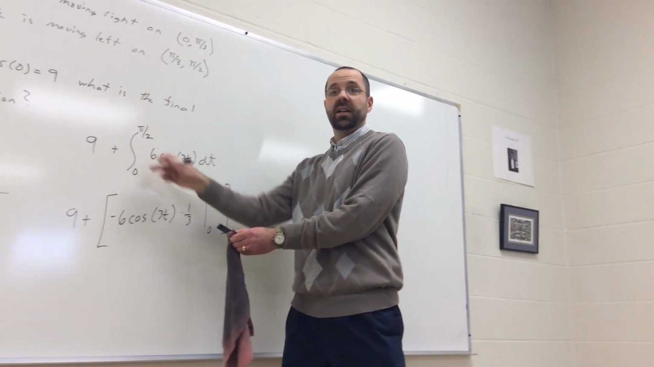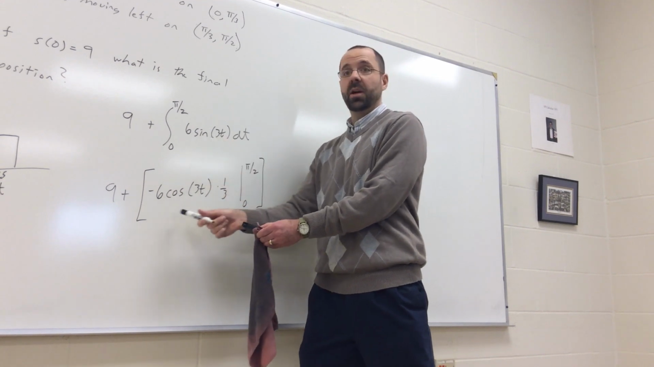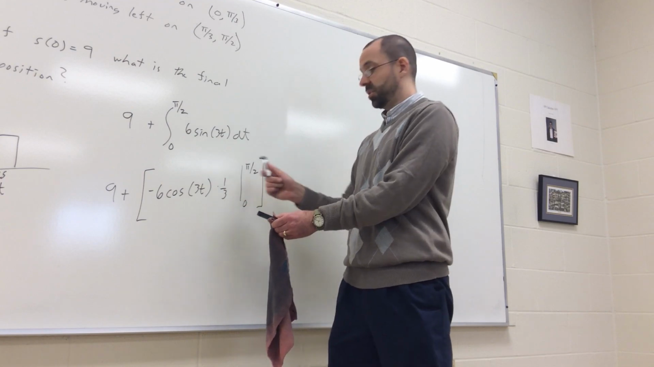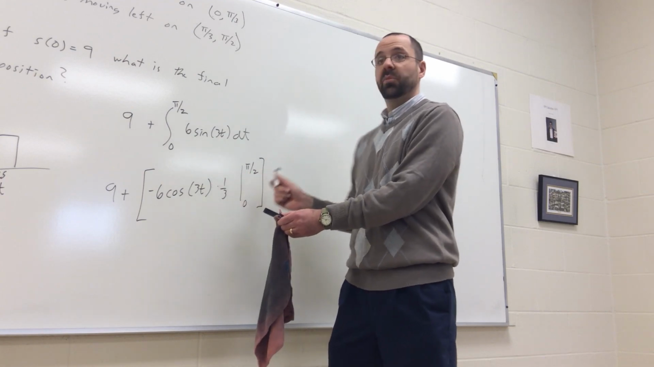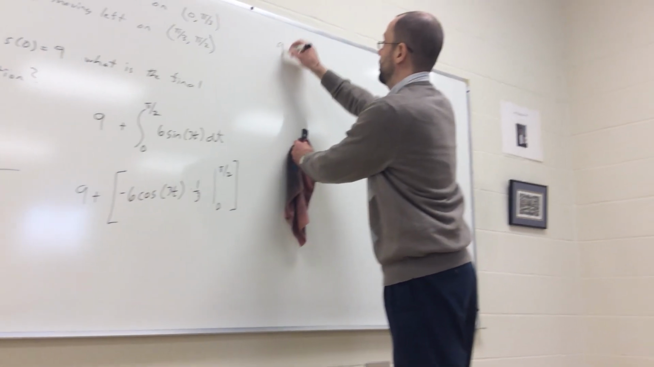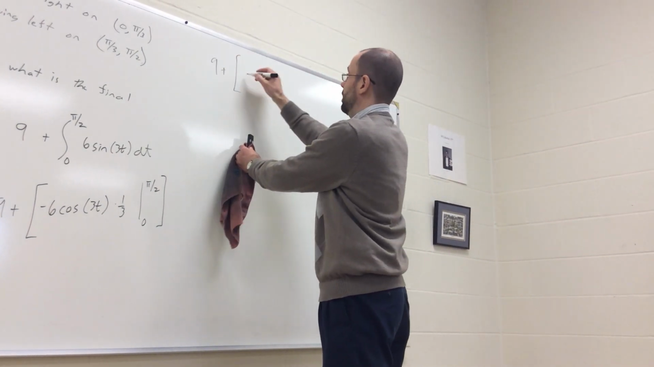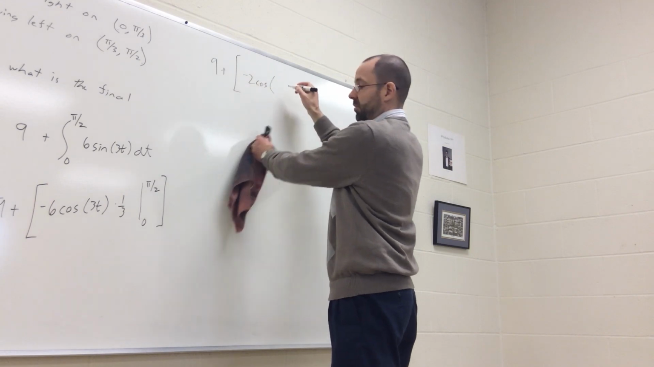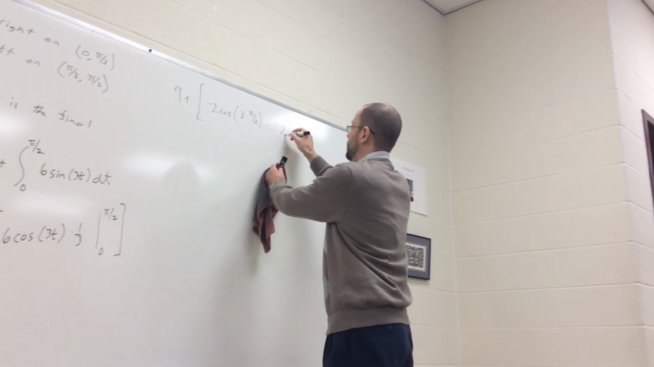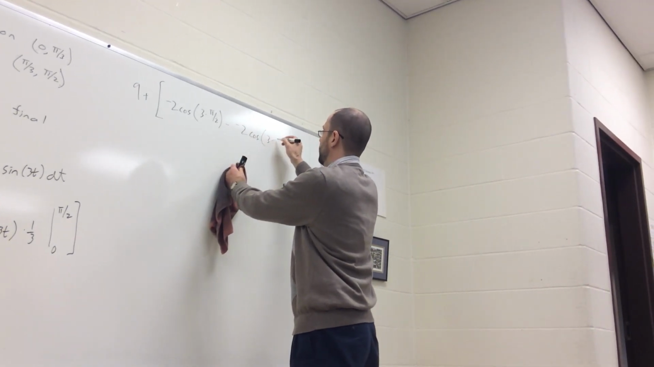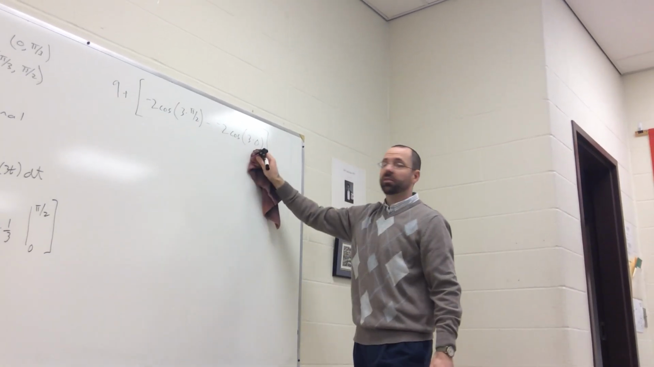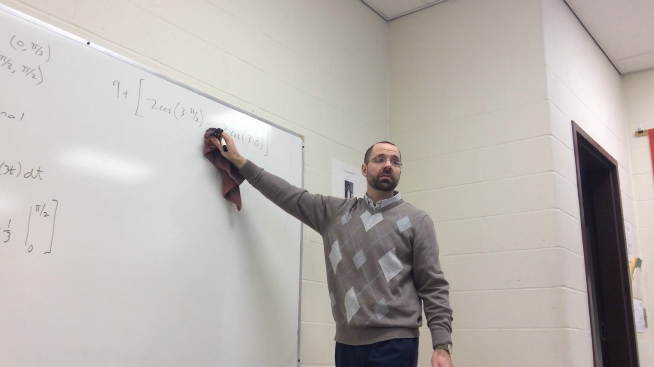When I calculate an integral, first step is antiderivative. Then what? Plug stuff in and subtract, right? Plug pi over 2 in, plug 0 in, and subtract. While I do that, I'm just going to make that -2. So I've got 9 plus -2 times the cosine of 3 times pi over 2 minus -2 times the cosine of 3 times 0.